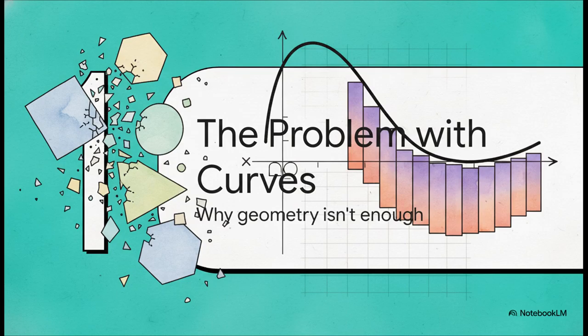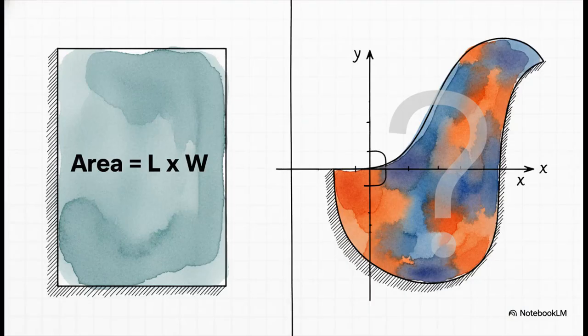Okay, so let's get right to the heart of it. The geometry toolkit we all learned in school is awesome for things with straight lines. But the second you introduce a curve, well, those old formulas just don't cut it anymore. A rectangle's area is just length times width. Super easy. But the area under a curve doesn't have straight lines you can just measure. It's this irregular shape. And that means we need a totally new strategy, a way to handle the kind of infinite complexity of a curve.